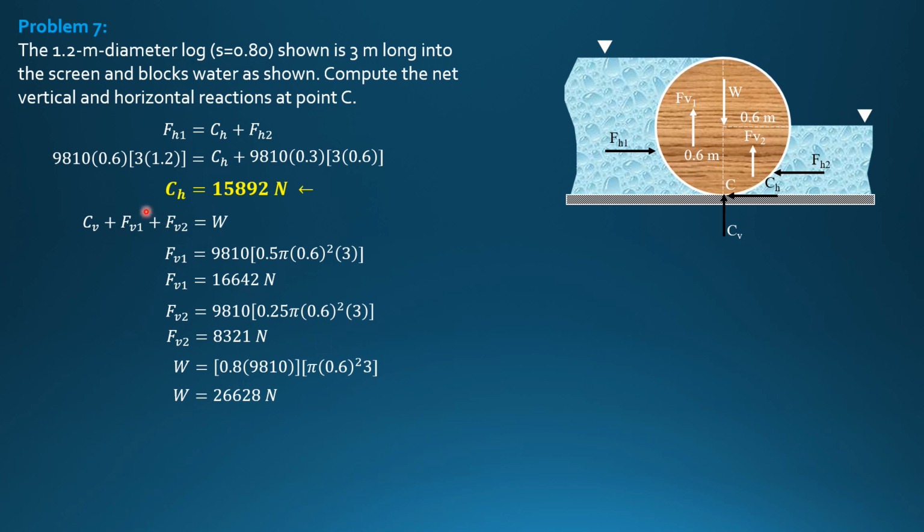Substitute in this equation here: CV plus 16,642 plus 8,321 equals 26,628. Solving for CV is 1,665 newtons upward because it is positive.